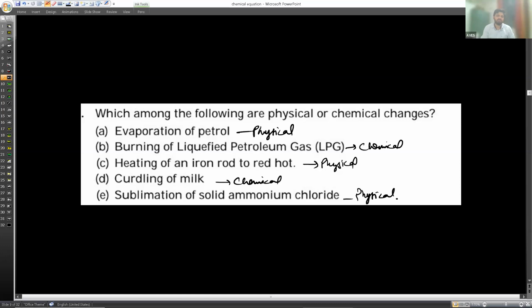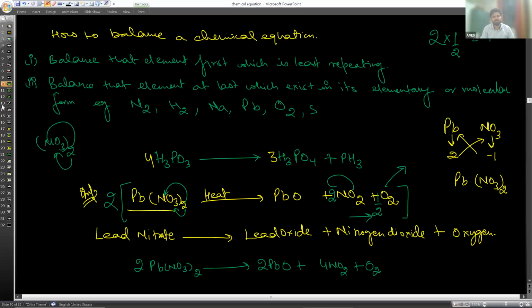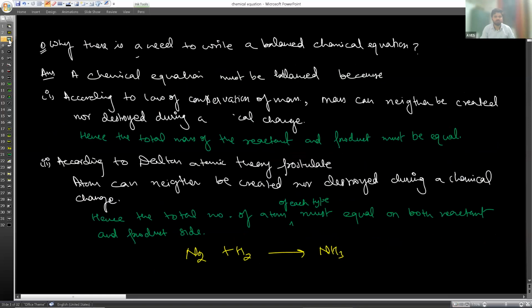Okay, now we should move on to why there is a need to write a balanced chemical equation. So why is there a need to write a balanced chemical equation? Let me explain. According to the law of conservation of mass, if I take hydrogen, H2, when it reacts with O2, the formula of water is H2O. It is a chemical compound, and here the elements are in a fixed ratio.